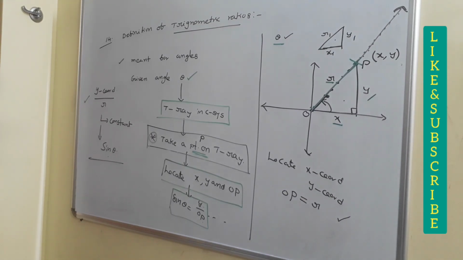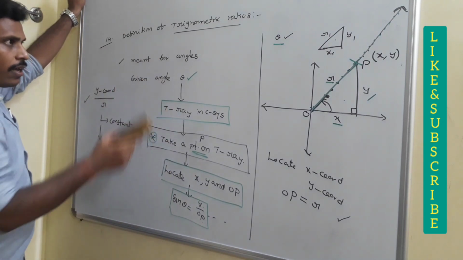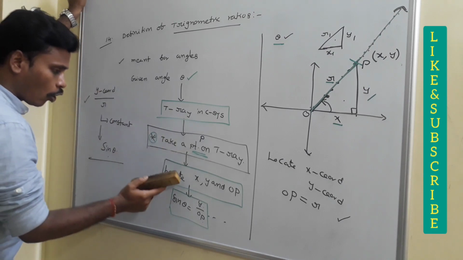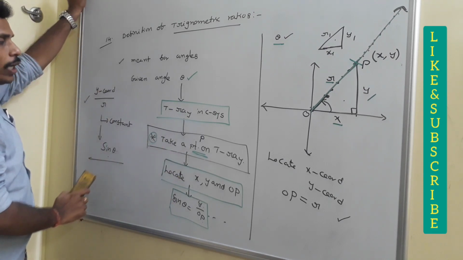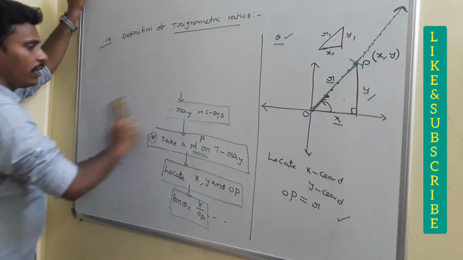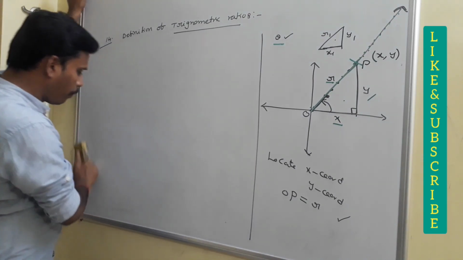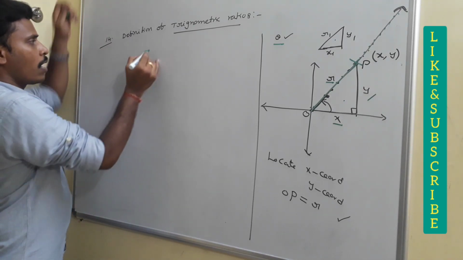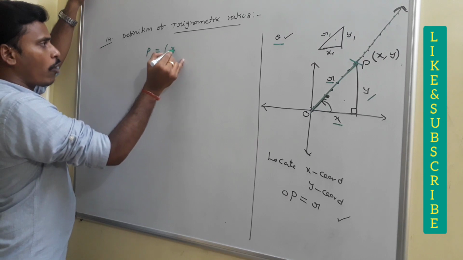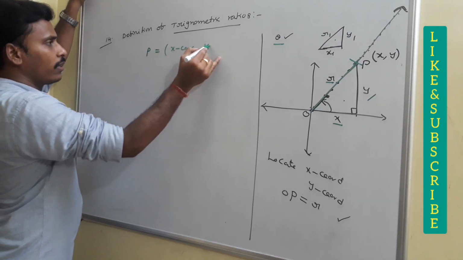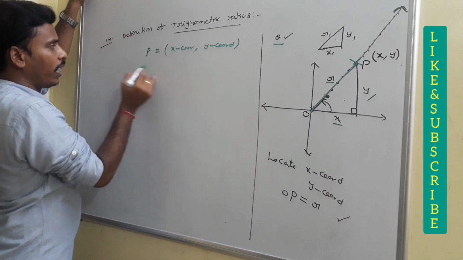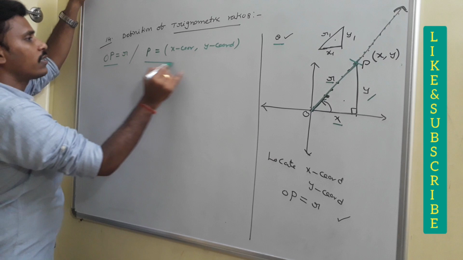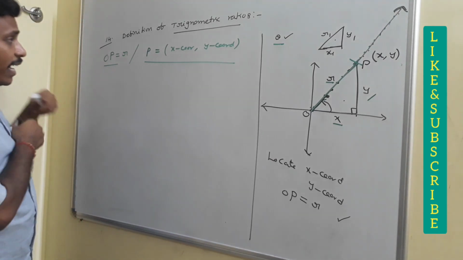After completing all this theory: having theta, drawing the terminal ray, taking a point, locating x, y and OP, sin theta is the y coordinate by r. At the end we have a point P with its x coordinate, y coordinate and r. This point P has an x coordinate, a y coordinate, and the distance from the origin to P is r. After having all these things, now I need to define sin theta.